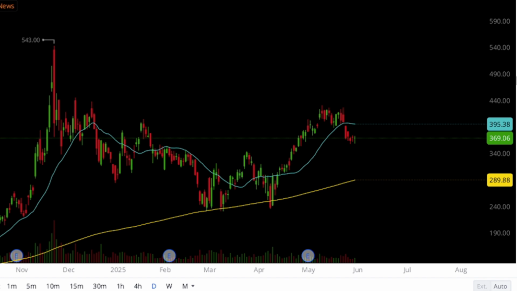So for now, the chart's telling us that the bulls aren't done yet. We are holding strong these past couple of trading days, guys, and we're in a crucial zone. How we move from here could definitely set the tone for the next big move on MSTR as well as Bitcoin.